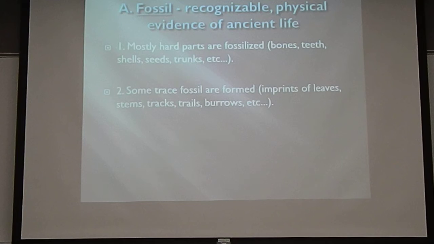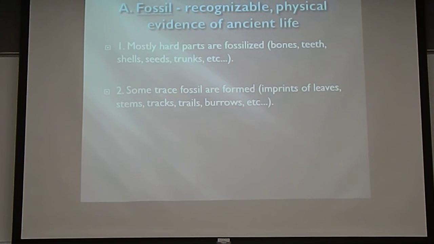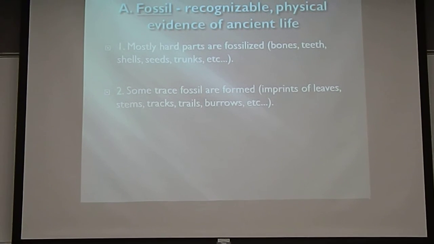Right? A fossil is recognizable physical evidence of ancient life. It can be, most of the time, hard parts of an organism, such as bones, teeth, shells, seeds, trunks. Or it could be traces of an organism, like impressions of leaves, stems, tracks, trails, burrows, something like that.